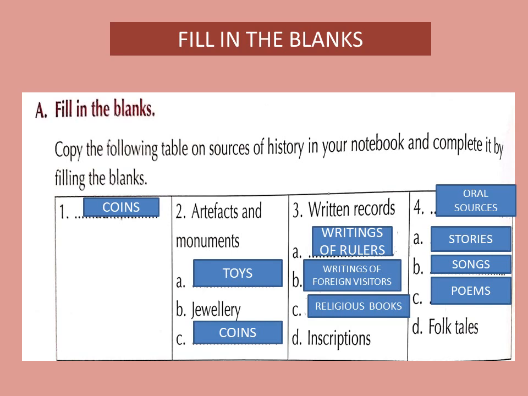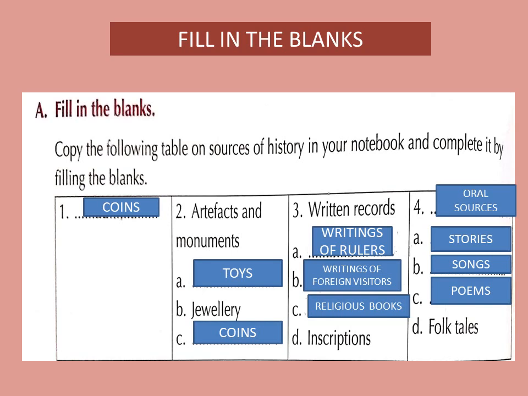Yes, the first question. Fill in the blanks. What is there? Copy the following table on sources of history in your notebook and complete it by filling the blanks. What will come in the first blank? Coins. Can you see it is written on your screen? Coins. The next one is given. First is artifacts and monuments. Now in this group, what will come? In artifacts and monuments, first will be toys. In the first blank, A, you will write toys. In B, it is written jewelry. And in C, you will again write coins. So all of you write it down in the book.